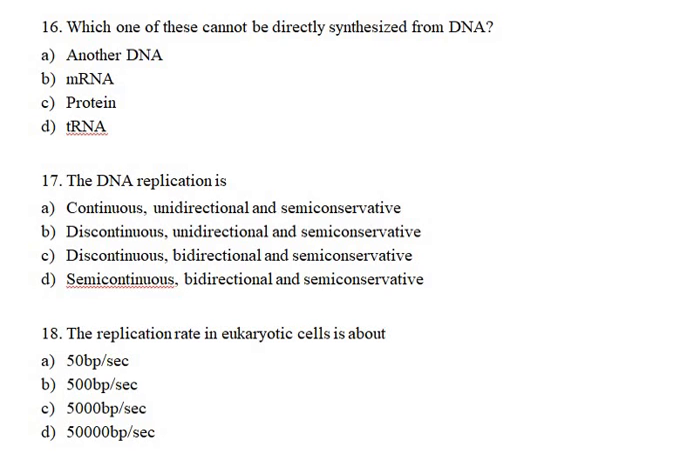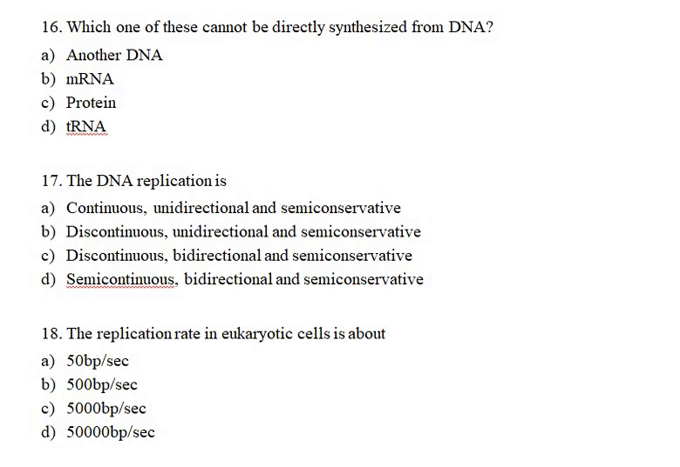Coming to question number 18. The replication rate in eukaryotic cells is about A, 50 base pairs per second, B, 500 base pairs per second, option C, 5000 base pairs per second, option D, 50,000 base pairs per second.